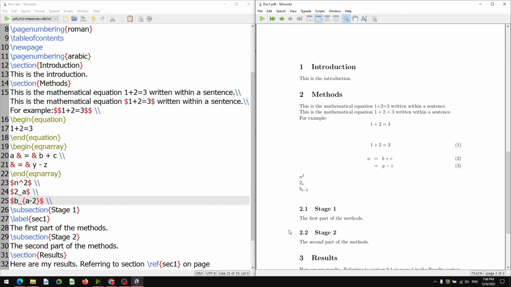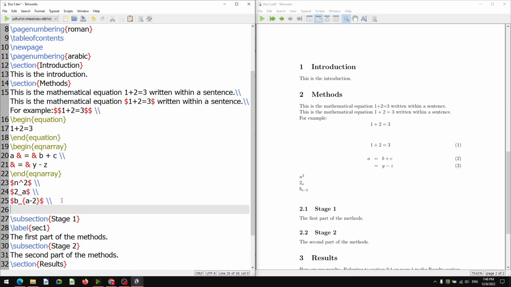After powers and indices, let us go for the fractions. For fractions, this command is used on line number 26. Backslash frac. In the first curly bracket, numerator content is written, and in the second curly bracket, denominator content is written. So double dollar is there, that will display a separate equation. So in math, backslash frac a and 3. A by 3 should be the equation.